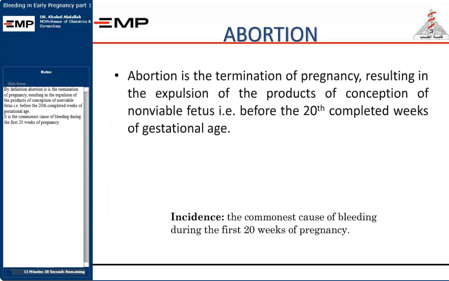By definition, abortion is the termination of pregnancy, resulting in the expulsion of the products of conception of a non-viable fetus, i.e. before the 20th completed week of gestational age. It is the commonest cause of bleeding during the first 20 weeks of pregnancy.